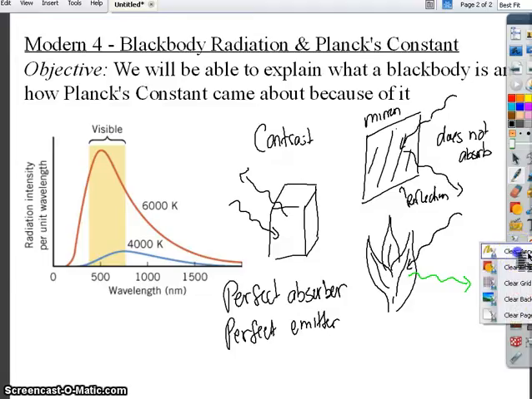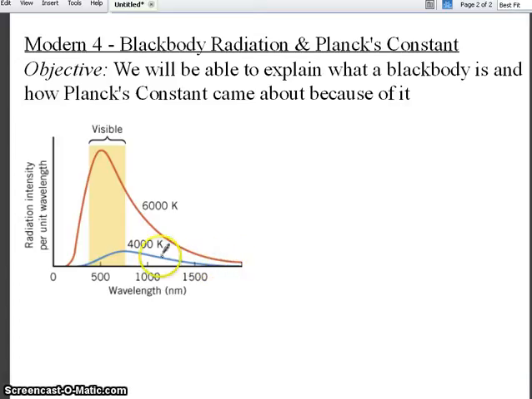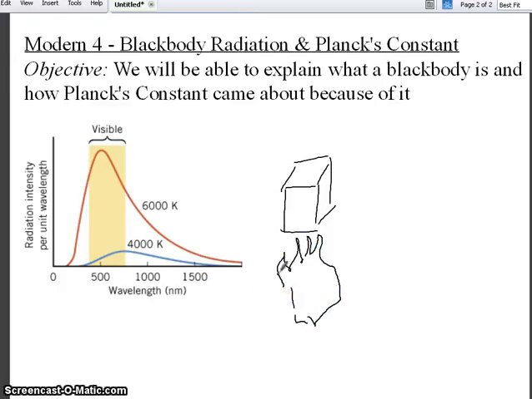So I'm going to erase this. What scientists found with their materials is that as we increase the temperature, if we were adding heat to this thing, so we have a flame down here, we're adding heat to this black body. That's an awesome flame, by the way. Hope you like that. What happened was it was absorbing energy and it was giving off energy. So it's absorbing and emitting.